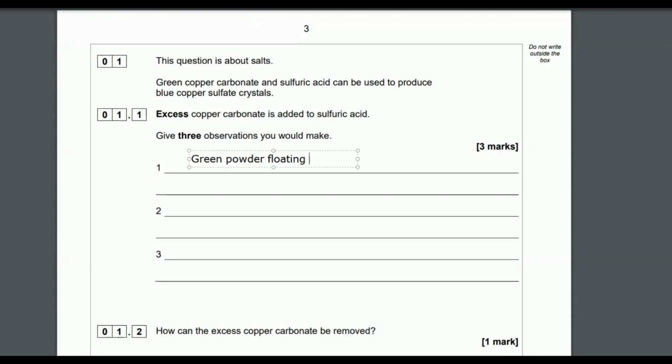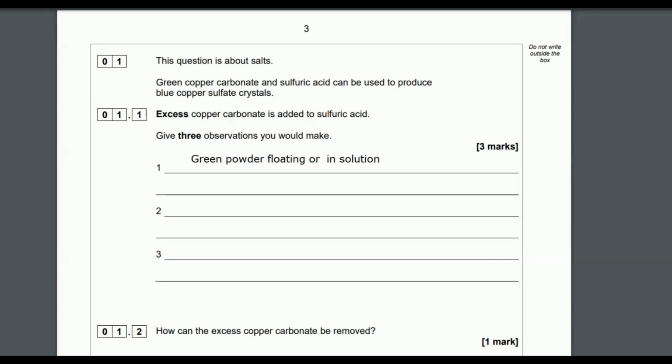or suspended in solution. So basically, you're going to see this green powder suspended. You're going to see the green powder there, right? The solid green stuff floating.